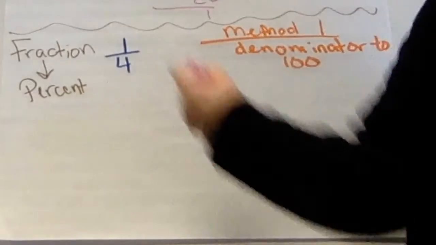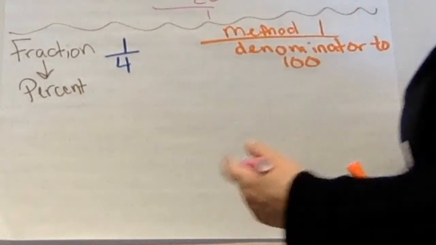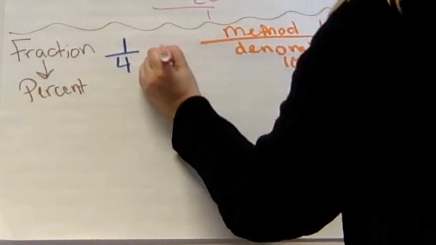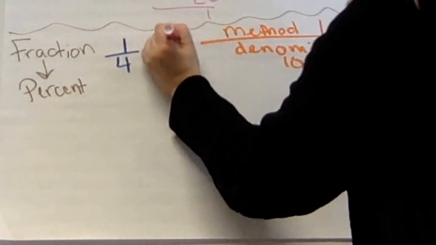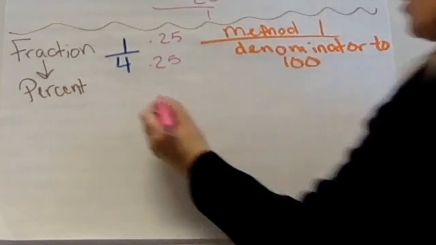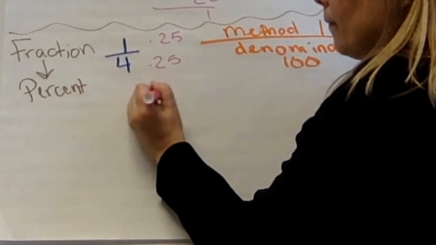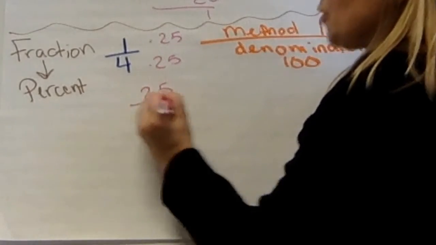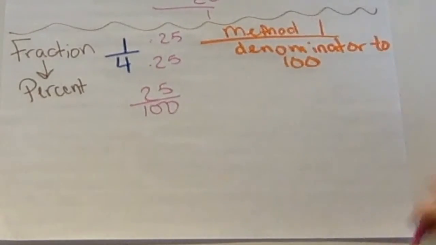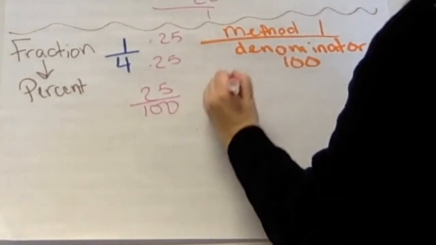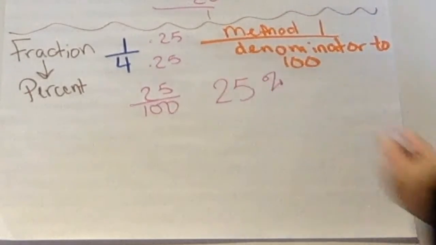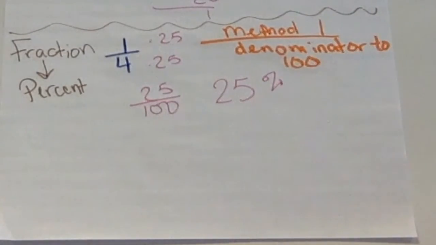But this one does. 4 times what is 100? 25. And then you just do the same to the top and the bottom. So that equals 25 over 100, which means what is 1/4 as a percent? 25%. Okay, so that is method 1. Let's try method 2.